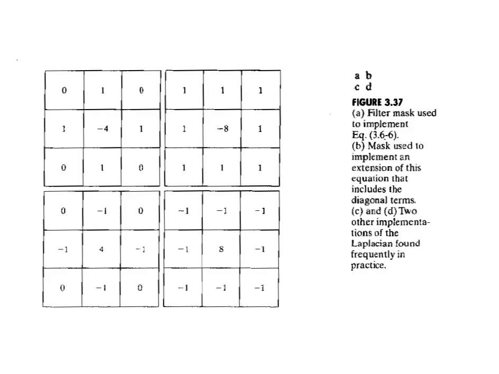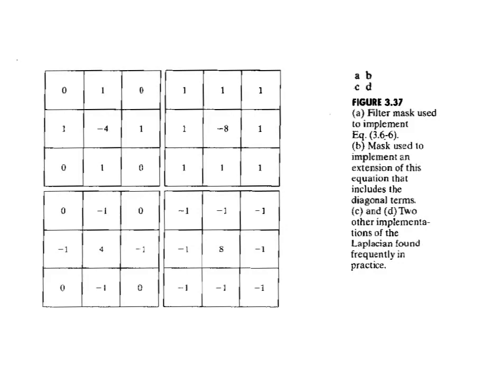Because the Laplacian is a derivative operator, its use highlights intensity discontinuities in an image and de-emphasizes regions with slowly varying intensity levels. This will tend to produce images that have grayish edge lines and other discontinuities, all superimposed on a dark featureless background. The background features can be recovered while still preserving the sharpening effect of the Laplacian simply by adding the Laplacian image to the original.